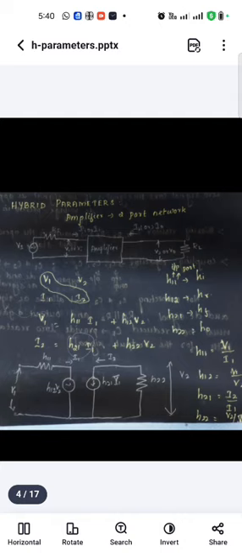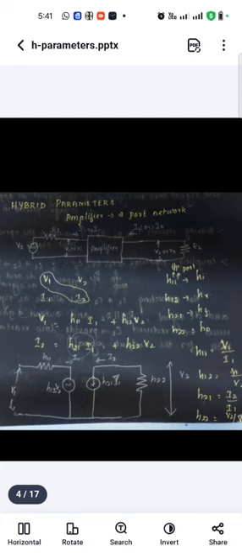Both input and output will be voltages. Voltage gain is defined as the ratio of output voltage to input voltage. This is the general formula for voltage gain. But here it is reverse voltage gain. That's why V1 by V2. And h21, what is h21? It's the forward current gain. That's why h21 is equal to I2 divided by I1. And h22 is the output resistor. Here 22 indicates both are the output port, so V2 divided by I2.